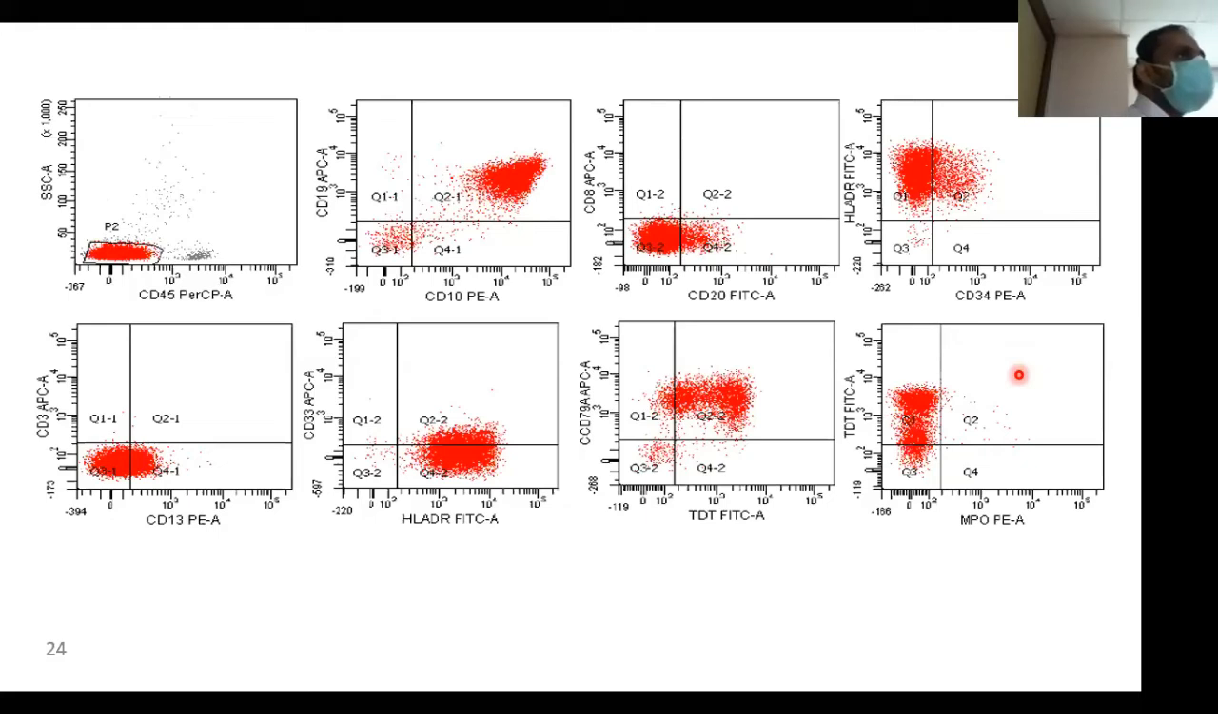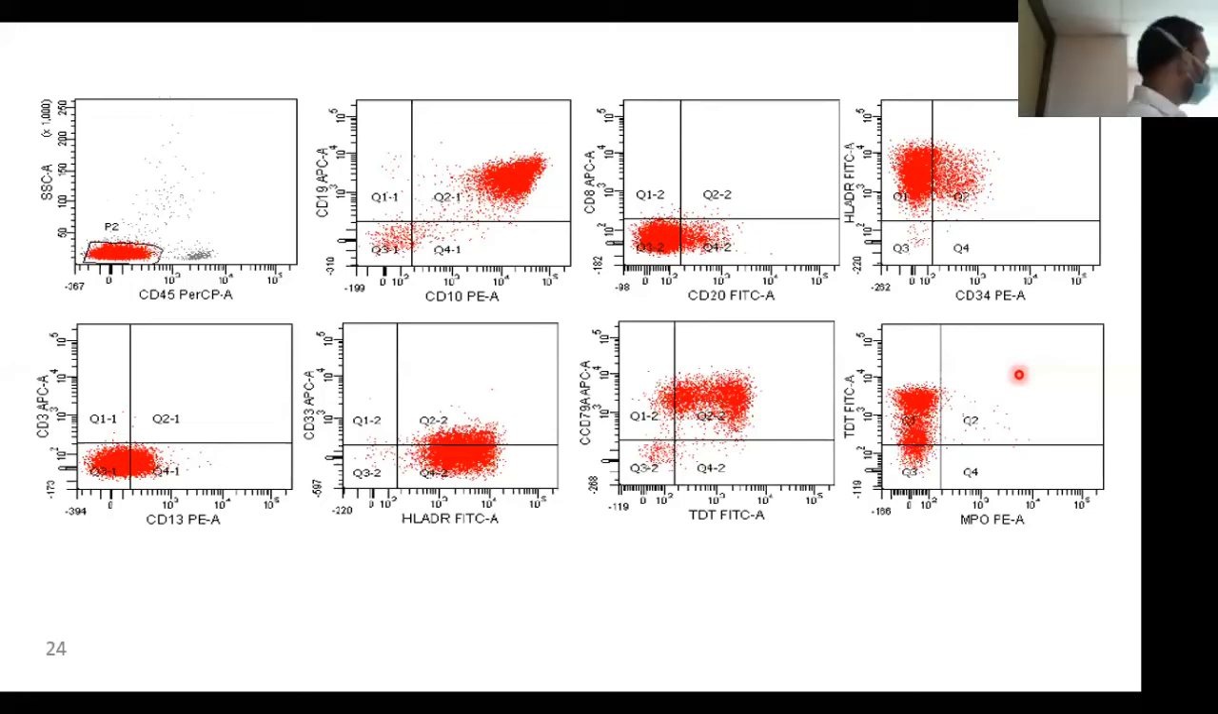TDT is positive, that's a marker of immaturity. And CD79 is positive. MPO, that is a myeloid marker. And TDT, that's an immature marker. So what all are positive? CD10, CD19. Then HLA-DR, immature. TDT, immature. CD79, TDT, HLA-DR again. So myeloid markers are negative. This MPO is negative. CD13 and CD33 are negative. And so CD19, CD10, HLA-DR, TDT, CD79, all are B markers.